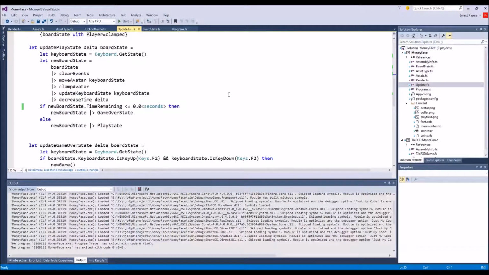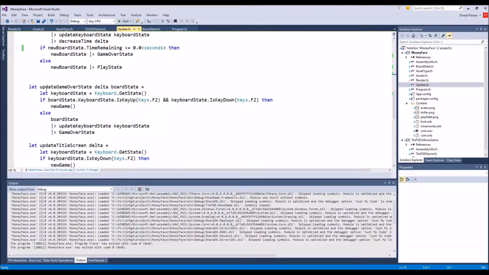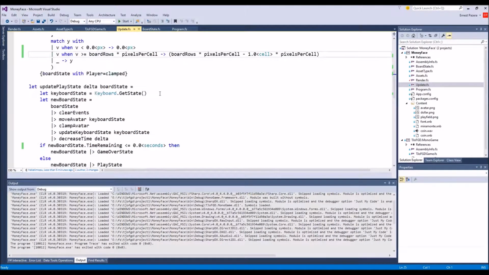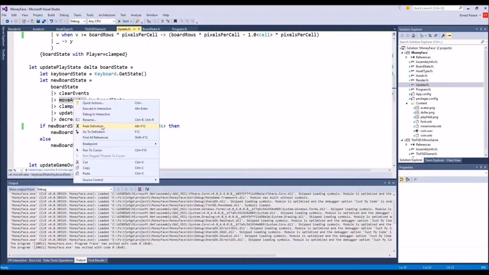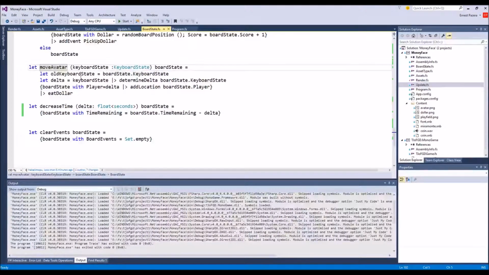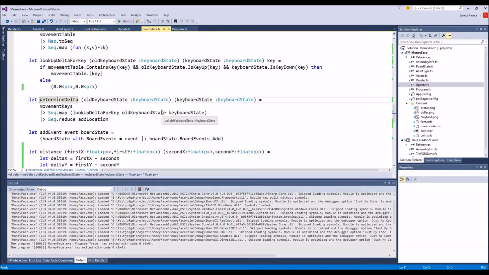Let's take a look. Alright, here's the board state. Update play state, there's a new board state. Update play state, so I'm going to grab the key state and we're going to update the keyboard state. Clear events, move avatar. Alright, we're going to go to move avatar. We're going to change how things work. So the keyboard state, determine delta. So here in determine delta is where we look up delta for key.